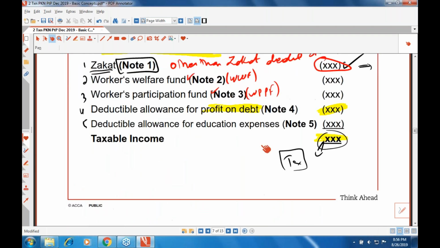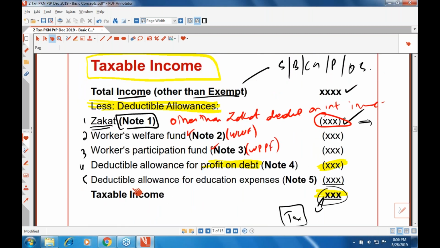Okay, thank you. Now, the last thing is the deductible allowances for education expenses. Let's start discussing it. When we talk about educational expenses, let's try to understand this concept. A student studying at a school or a college, his fee would be paid by his parents or his guardian.